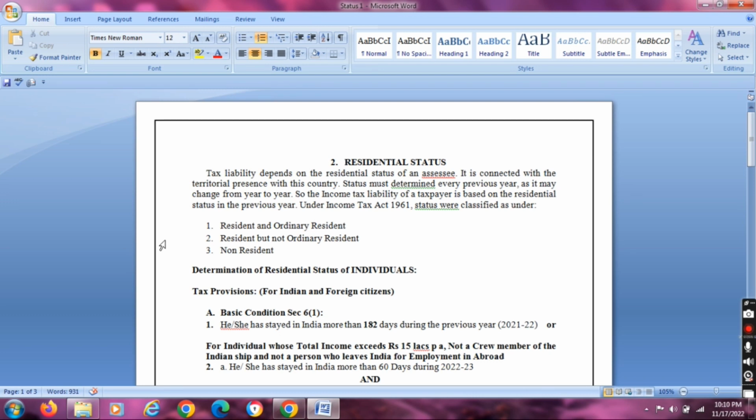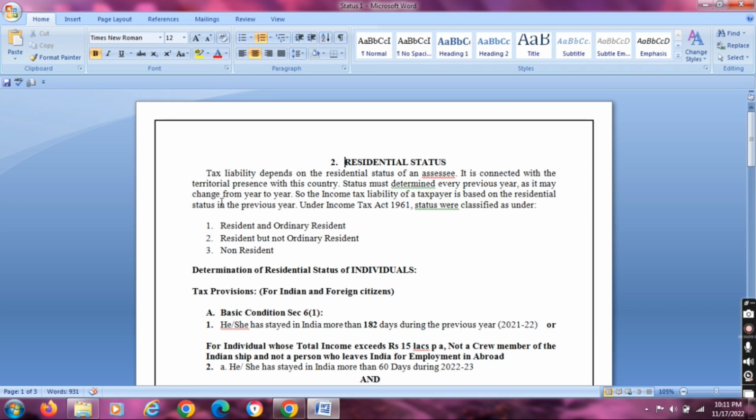The status of an assessee is connected with his territorial presence in the country. Status must be determined for every previous year as it may change from year to year. So, the income tax liability of a taxpayer is based on the residential status in the previous year.